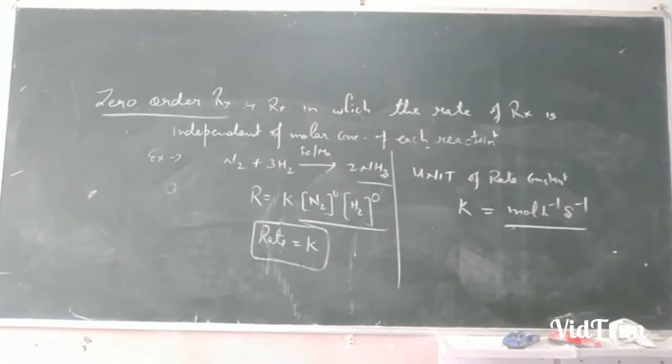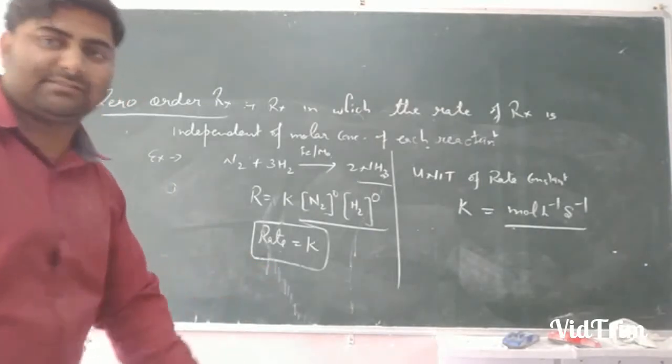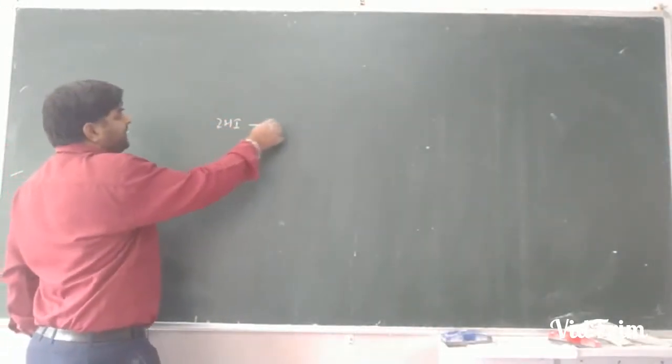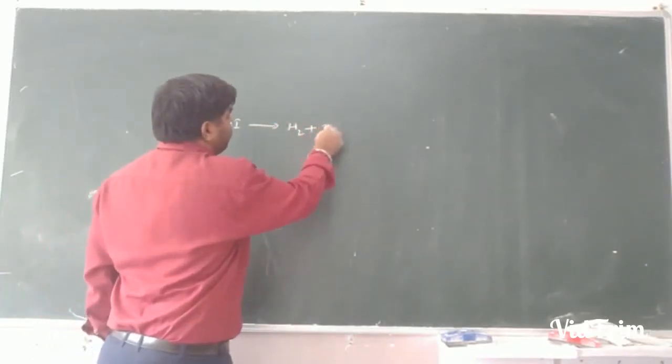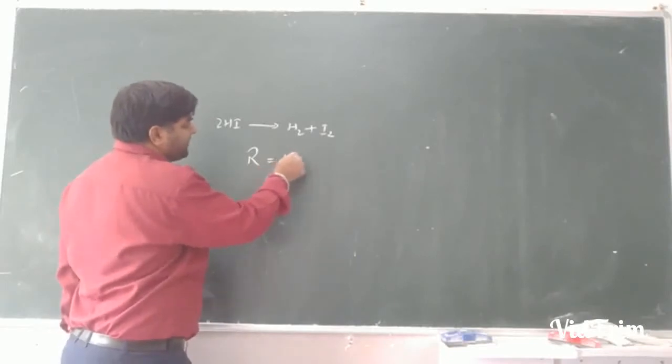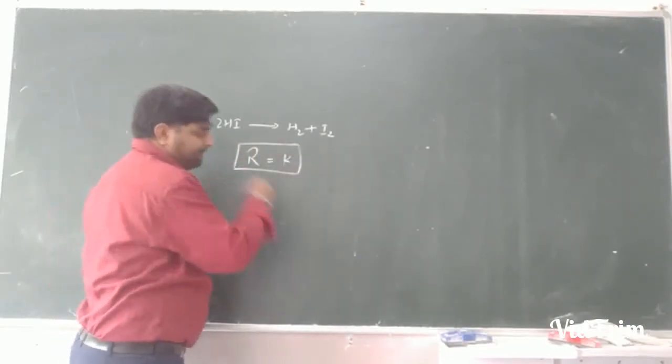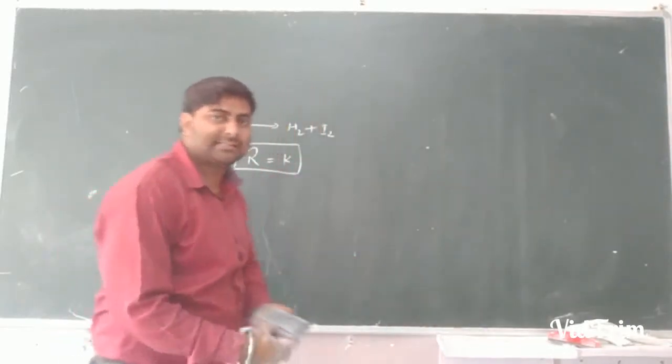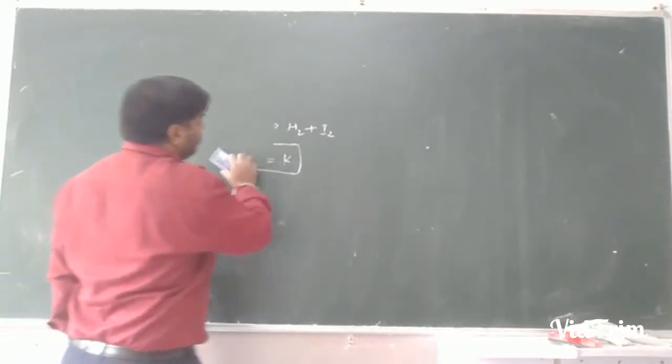Now, we are moving towards some more examples. 2HI gives H2 plus I2. It's again a zero order reaction, rate is equal to K. Now, let us discuss first order reaction.